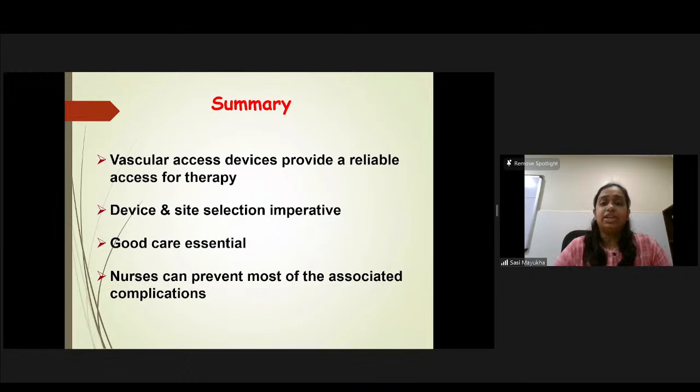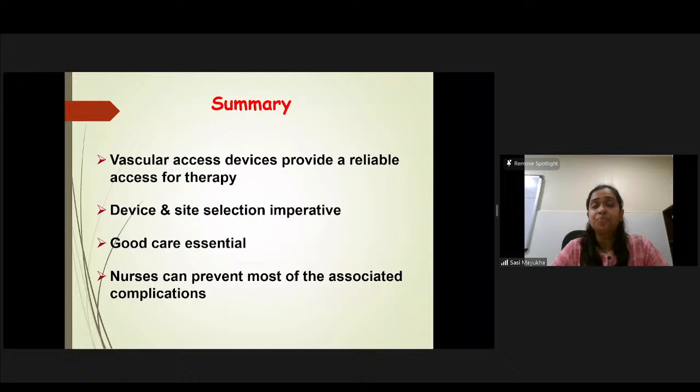So the summary: vascular access devices are very important because in any emergency condition, for giving high inotropic support, fluids and trauma resuscitation, we might need central line accesses or dialysis line accesses. If a patient comes with high potassium levels, we need it immediately. So very important is the device and the site selection.